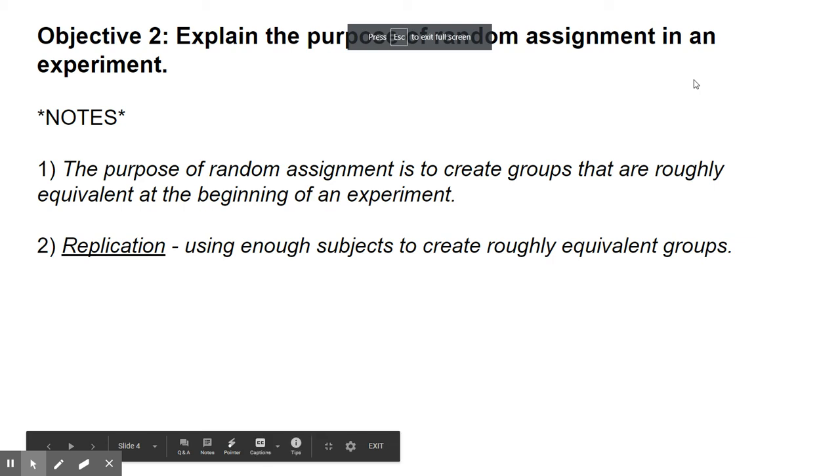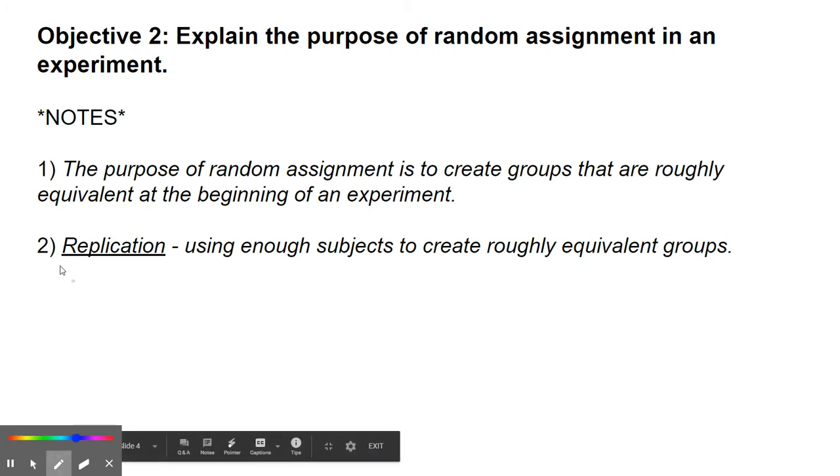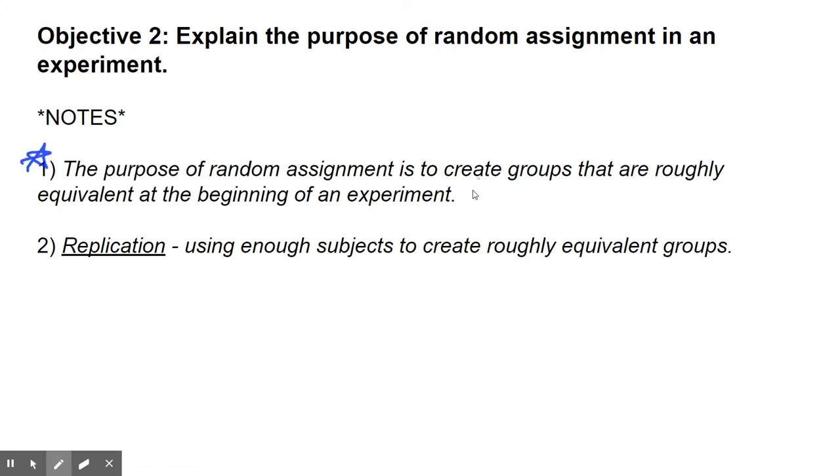Okay, so objective 2, now we're talking about what is the purpose of random assignment. So now, why do we do this? Well, there's two notes here. The purpose of random assignment is to create groups that are roughly equivalent at the beginning of an experiment. Again, there's this idea of you don't want one group to have a different characteristic than the other group, because then we can't just focus on the treatments. But if your two groups are roughly equivalent, then the only thing that's really different is the treatment. And we can see if the treatment has a cause and effect relationship. So again, it's about controlling all the other variables, right?